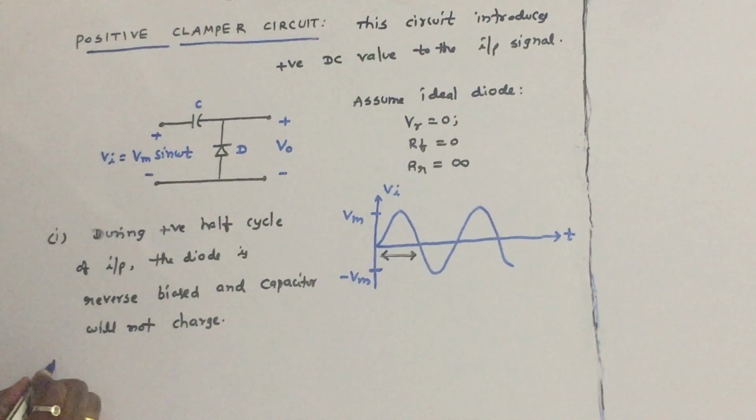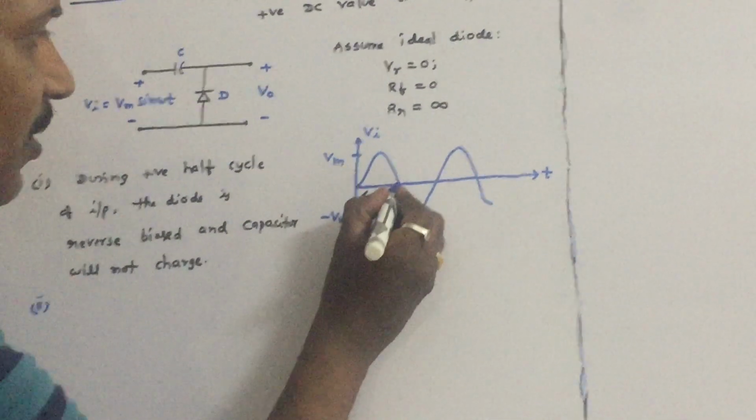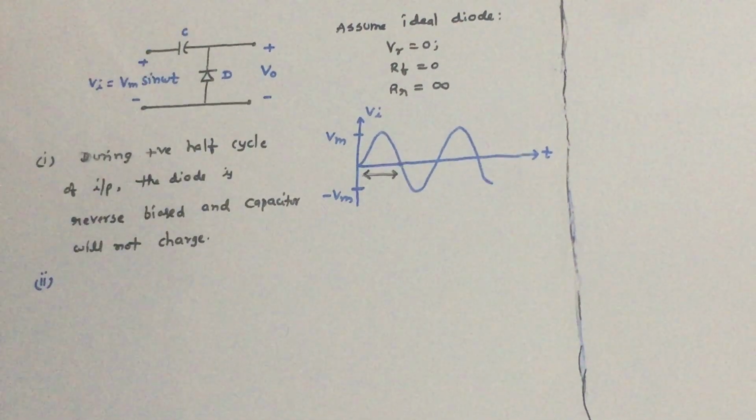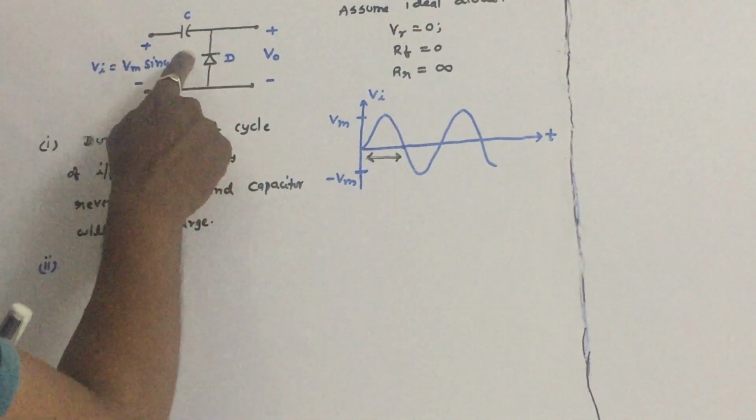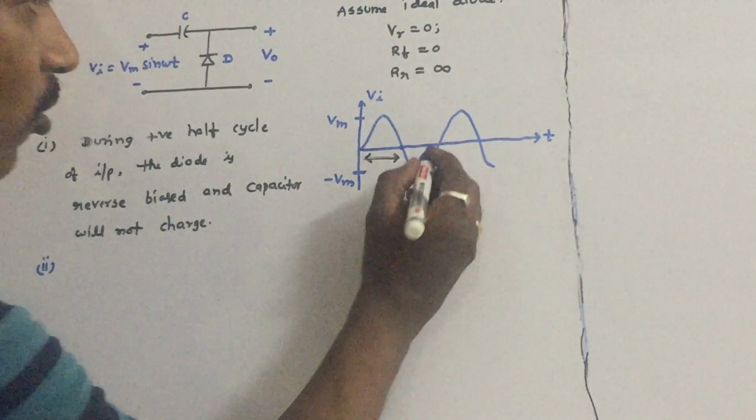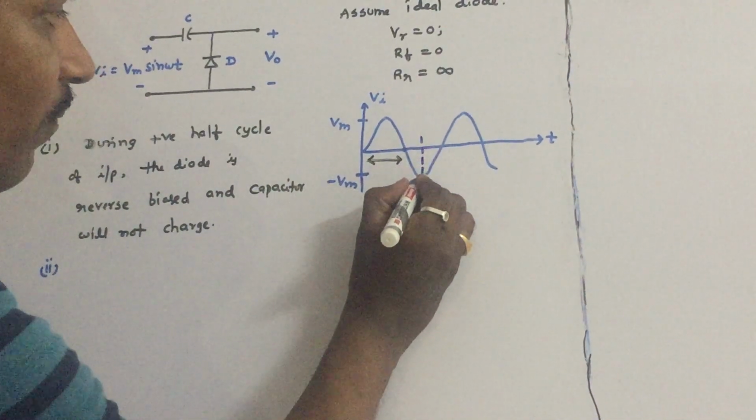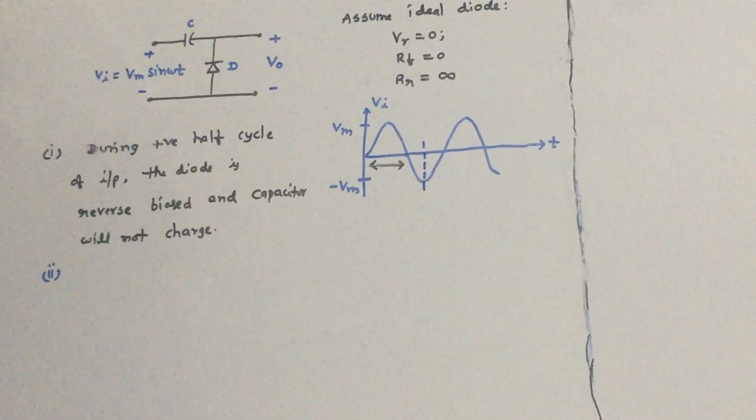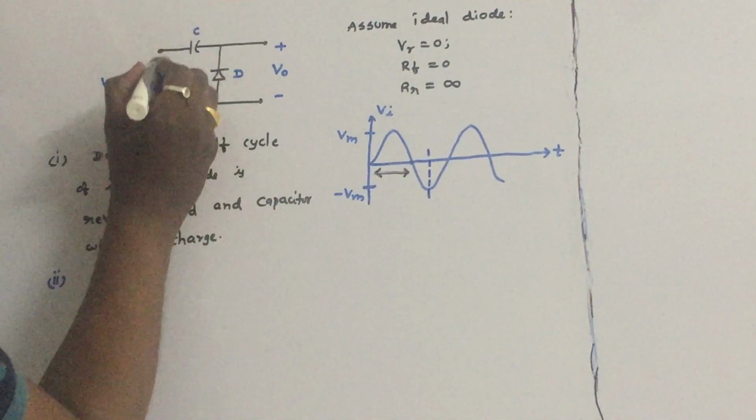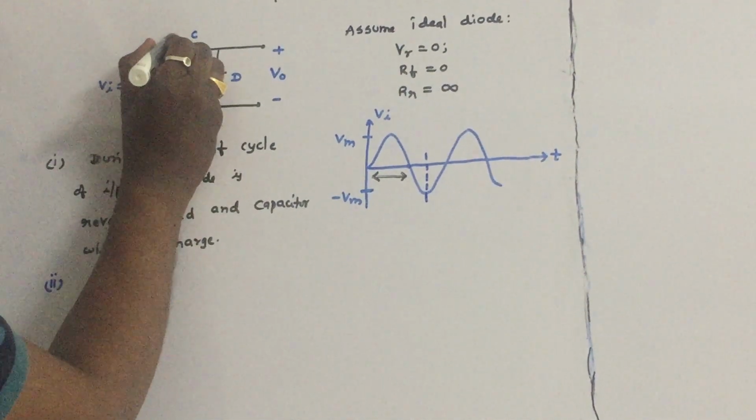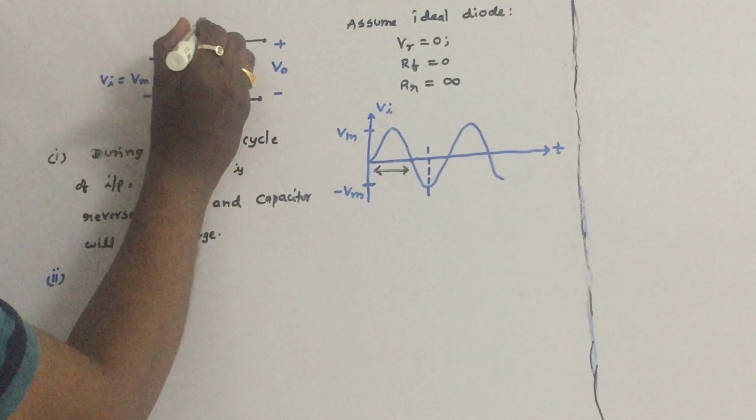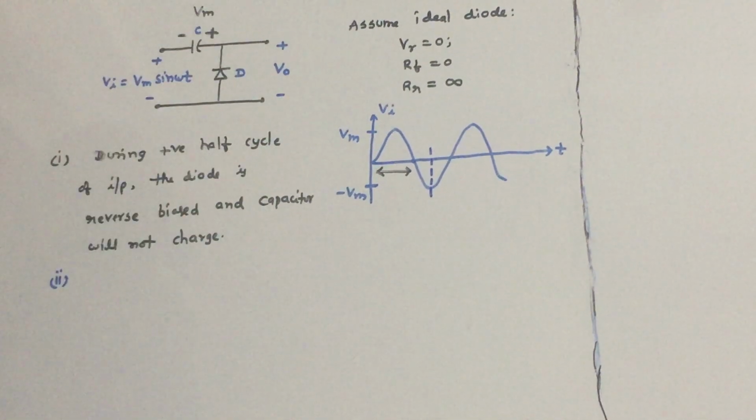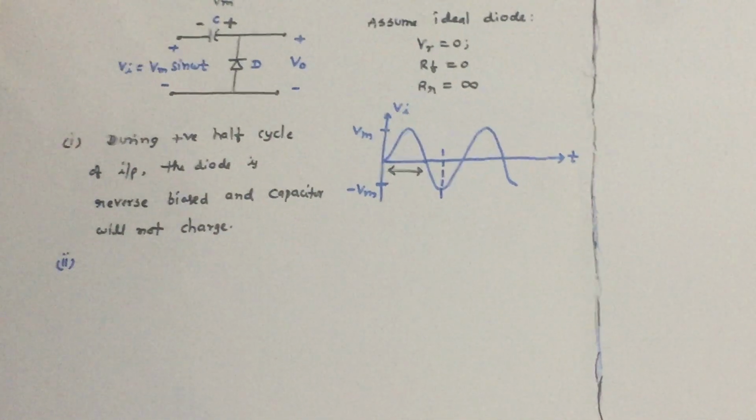Let us see what will happen during the negative half cycle. During the negative half cycle, the diode gets forward biased. During this portion, the capacitor quickly gets charged to minus Vm. In which polarity is it going to charge? It is going to charge with this polarity, because the input is negative here. The capacitor is going to charge with this polarity, minus or plus Vm.